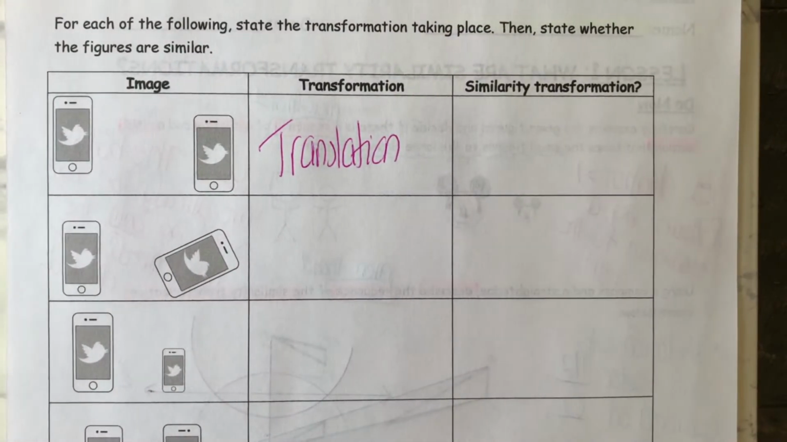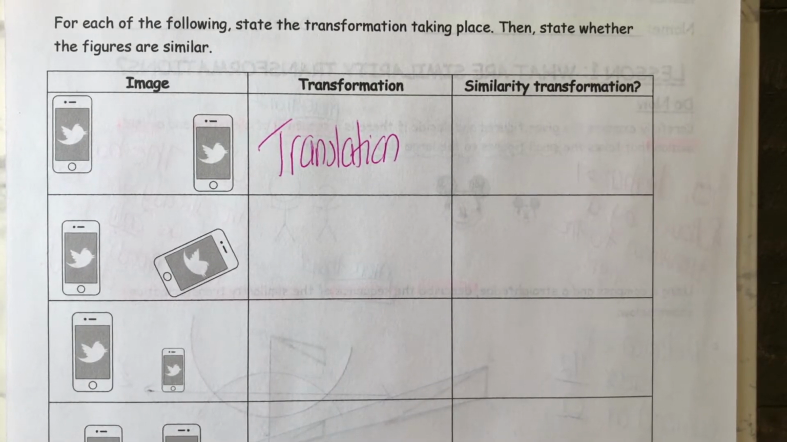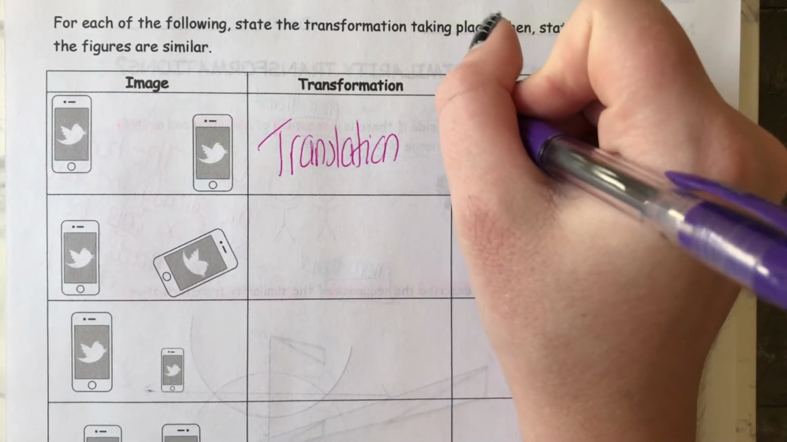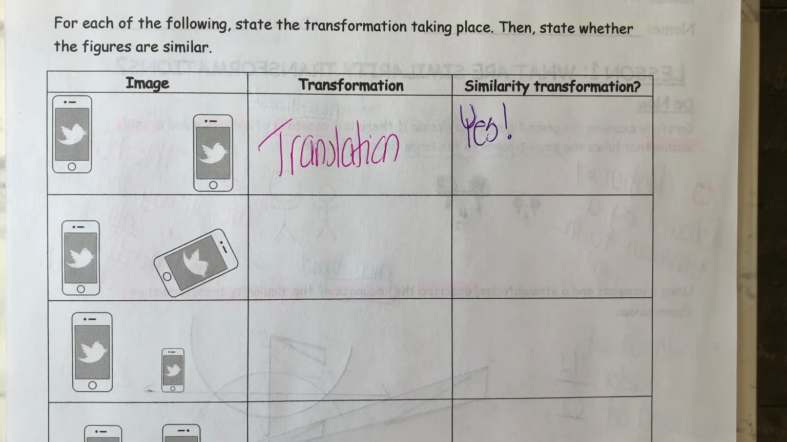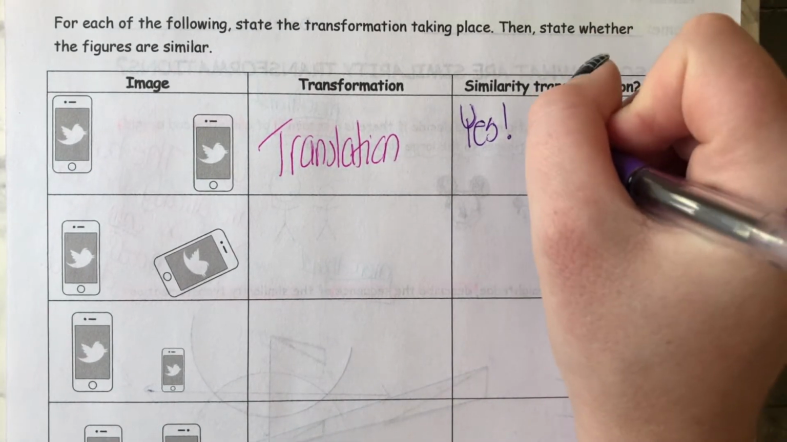And now part 2, it says, is this going to be a similarity transformation? Well, we just learned on the front page that congruent figures are also similar figures. So yeah, they are going to be similar. I'm going to write yes. And I know that they're also going to be similar and not just congruent because angle measure is preserved.